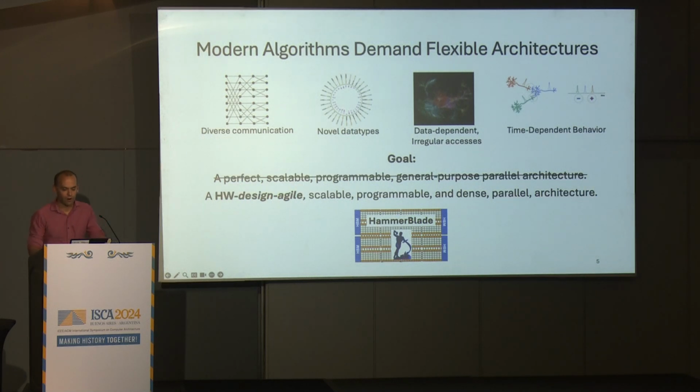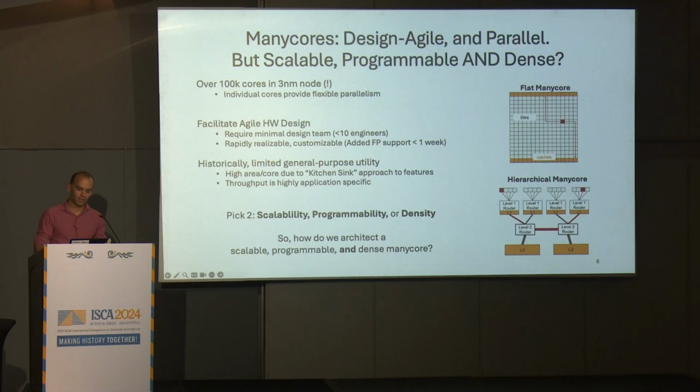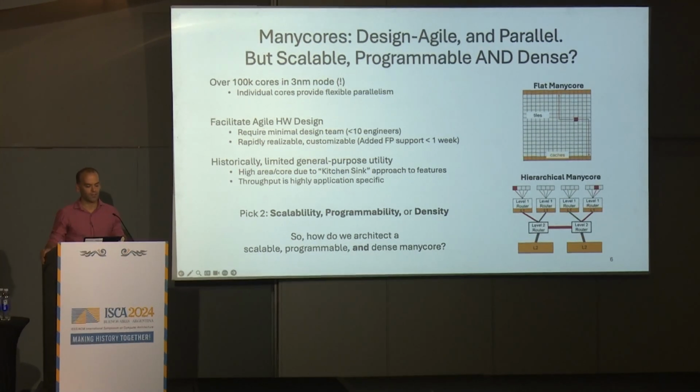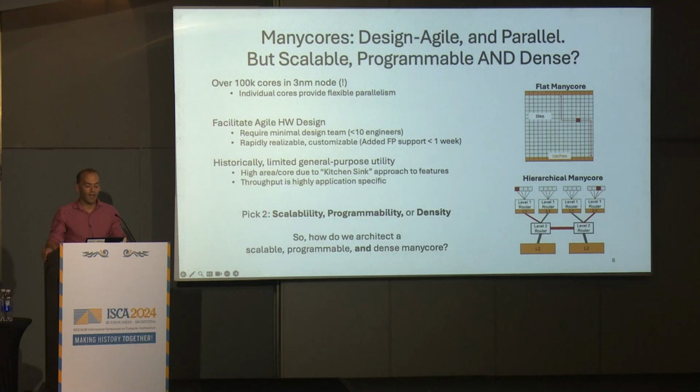Now, it is also well known in computer architecture that Manycores, yes, are designed agile and parallel, but are they actually scalable, programmable, and dense? In the Hammerblade project, we have demonstrated that we can tape out over 100,000 cores in a 3-nanometer node. These individual cores provide flexible parallelism because they can do branches and all the other irregular memory accesses that are demonstrated in modern applications. And we can facilitate agile hardware design. It requires minimal design teams, as we have at the University of Washington, to go from idea conception to actual implementation.